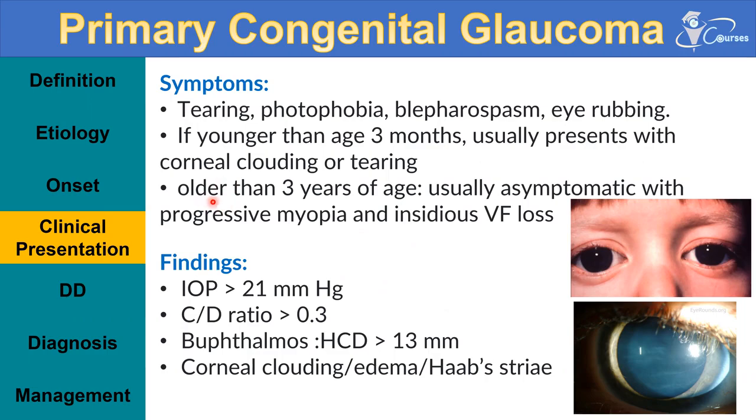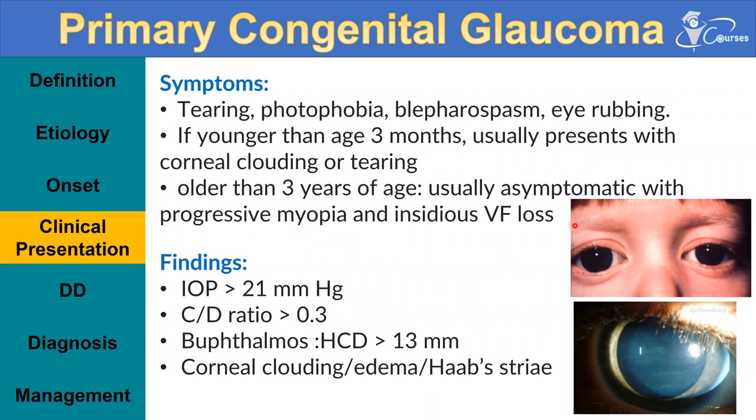If the patient is older than 3 years of age, they are usually asymptomatic, with progressive myopia and insidious visual field loss. Those children may not be complaining of any symptoms. They will just show a progressive increase in the size of the globe. So they are sometimes mistaken or misdiagnosed as myopia, but they will show insidious, slowly progressive visual field loss. So these are the symptoms.